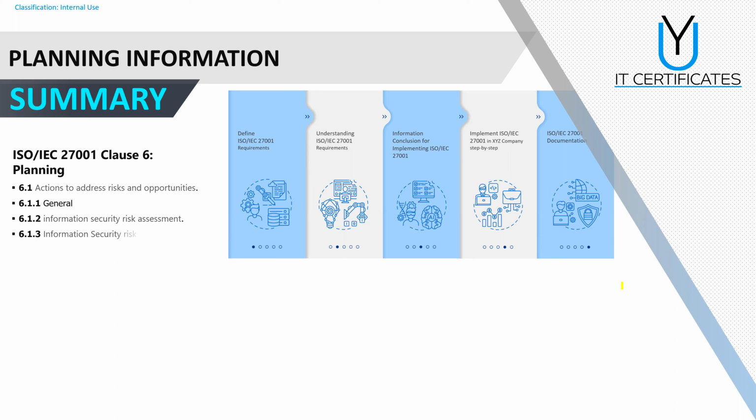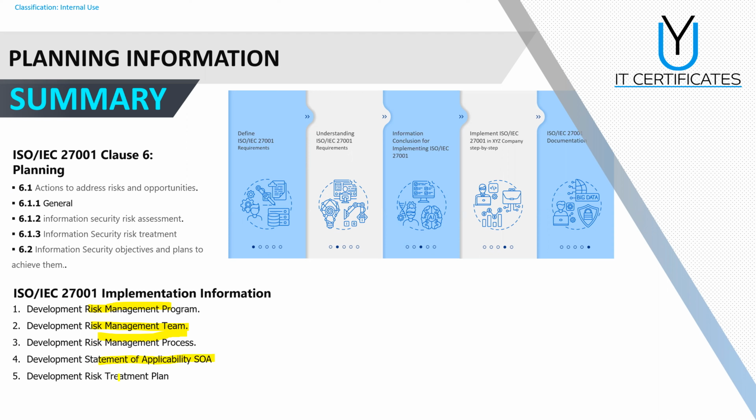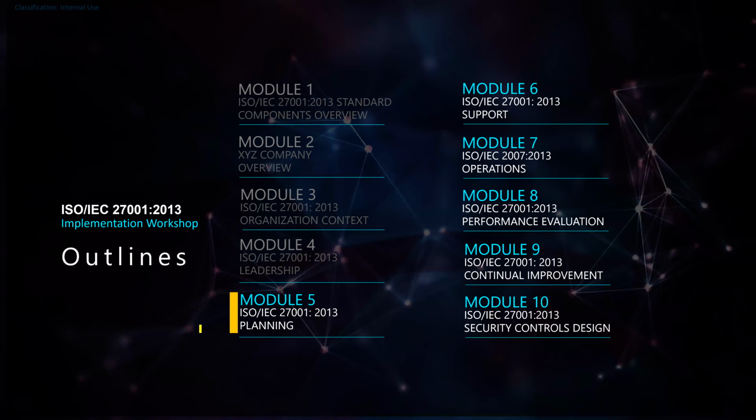Okay, a quick recap: based on clause number 6 for planning and risk management, we developed the risk management program, the risk management team, the risk management processes, the statement of applicability, and the risk treatment plan, and we defined the security plans and objectives. We also implemented a new department or new division in XYZ company. This was module number 5.